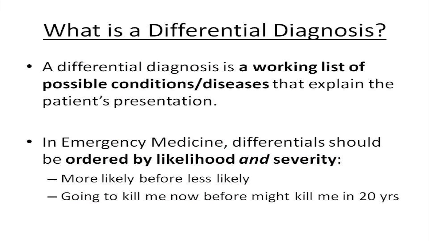So what is a differential diagnosis? A differential diagnosis is a working list of possible conditions or diseases that explain your patient's presentation. In emergency medicine, differentials should be ordered by likelihood and severity. That is, the more likely thing is listed before the less likely thing, and the thing that's going to kill me now is going to be listed before the thing that might kill me in 20 years. So it's an organized list of the possible diseases or conditions that explain the patient's presentation.